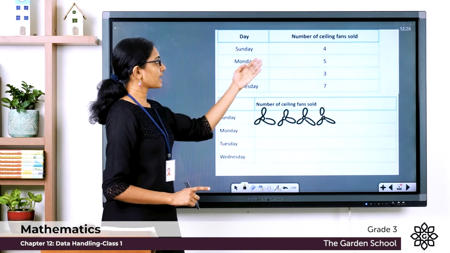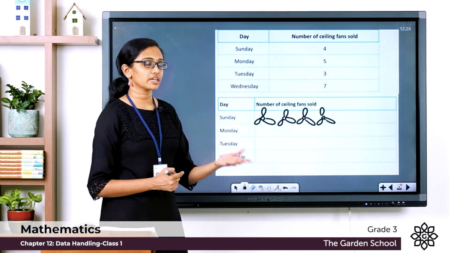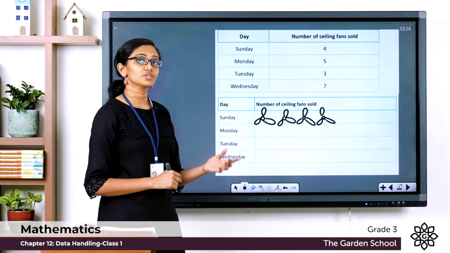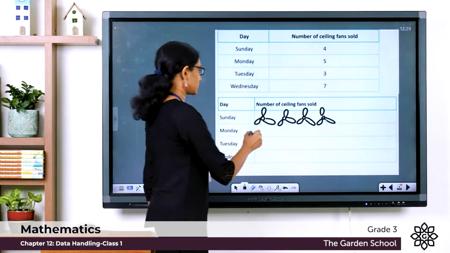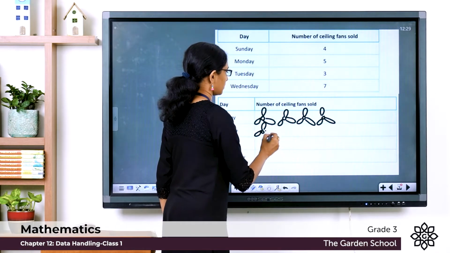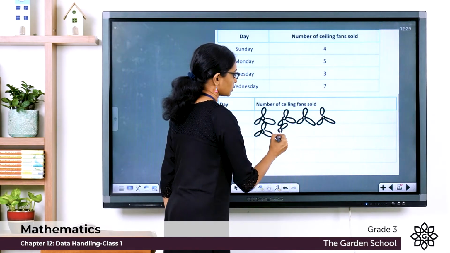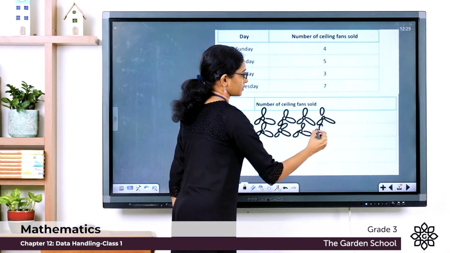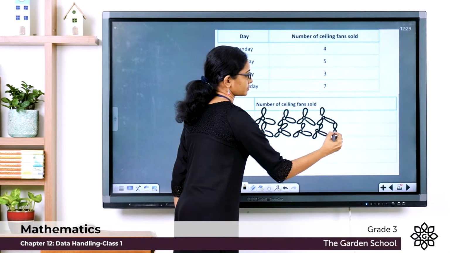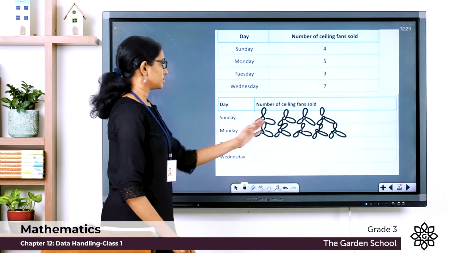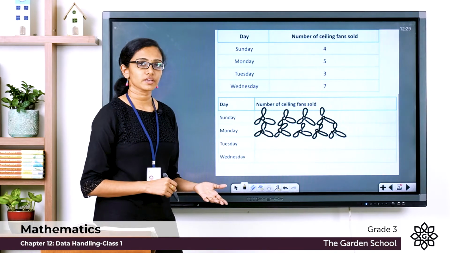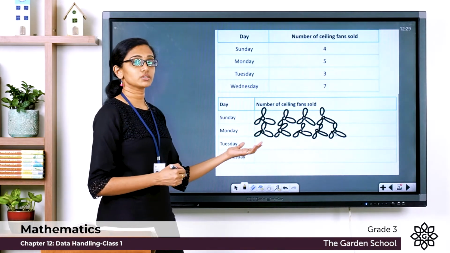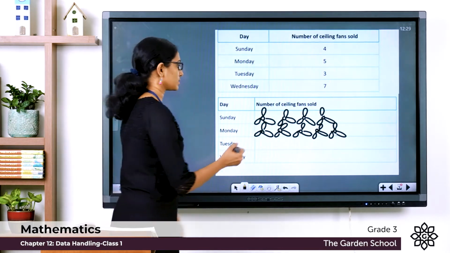On Monday, 5 ceiling fans were sold. So can you tell how many images or symbols we should draw here? We should draw 5 symbols. So let's do that. On Monday, 5 ceiling fans were sold. So we are drawing the image of 5 fans here. Okay, now on Tuesday, how many fans were sold? 3 fans were sold. So how many images should we draw here? We need to draw 3 images or 3 symbols.